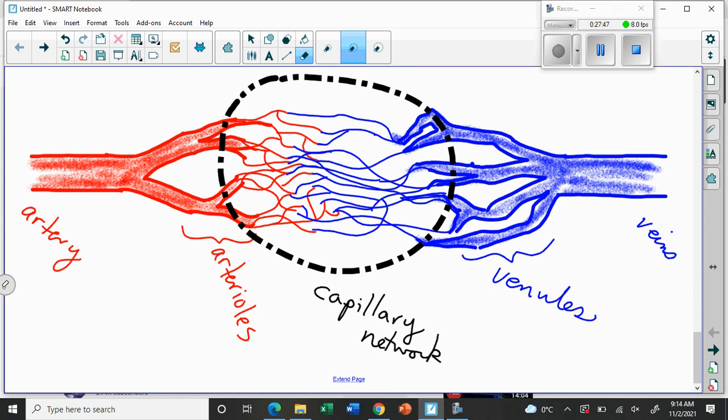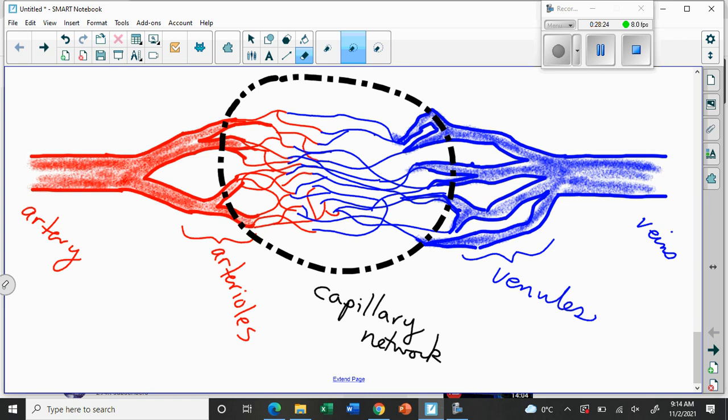Capillary network. Now, what's going on here? Well, this black dotted line that I've drawn will represent any nearby cell. Every single cell in the body is near a capillary network like this of some kind. And so what happens is, at the capillary network, these vessels are so small, so thin, that molecules of oxygen and carbon dioxide can slide right through the cell walls or the cell membranes and in and out of the cells very easily.